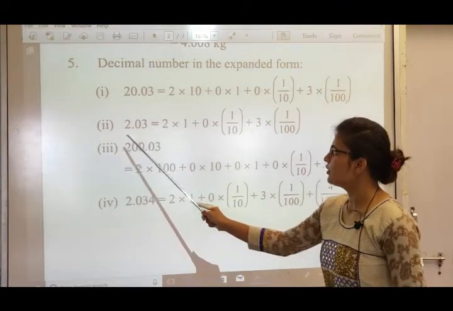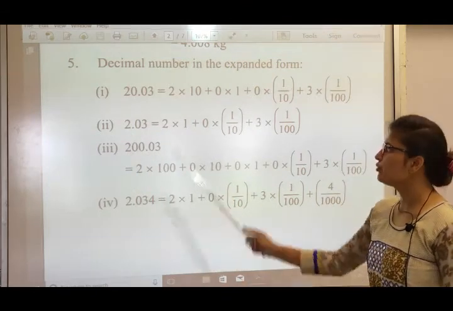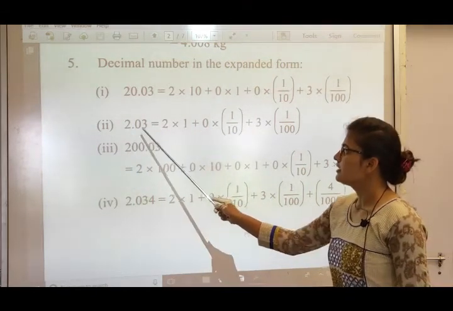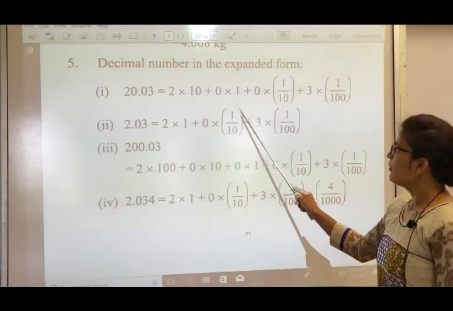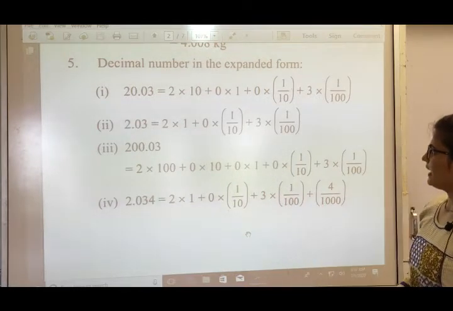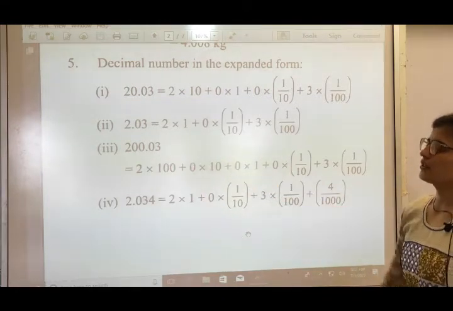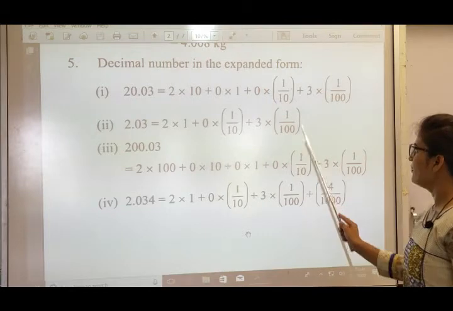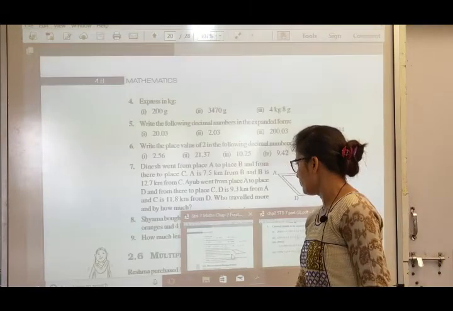Next we will see 2.03 is given. So 2 is on the ones place. So 2 multiplied by 1 plus 0. 0 is on the tenths place. So it will be 0 multiplied by 1 by 10 plus 3 multiplied, where is 3? 3 is on the hundredths place. So 1 by 100. Similarly you have to do the others also.